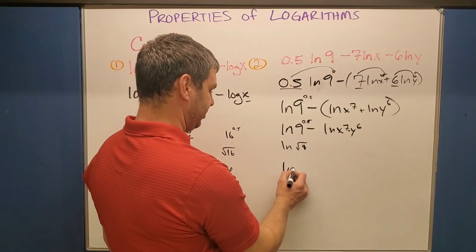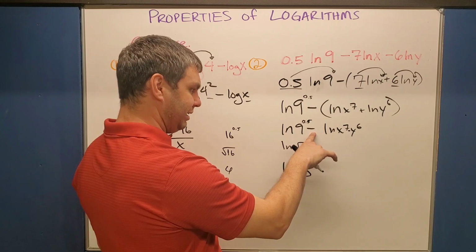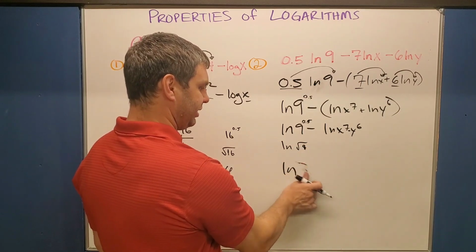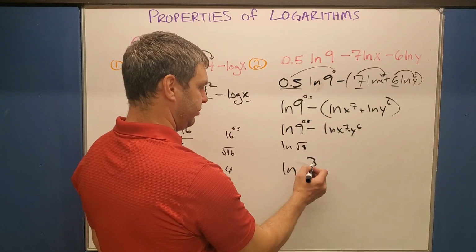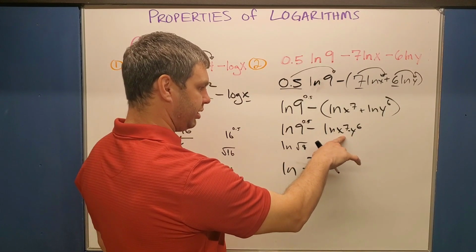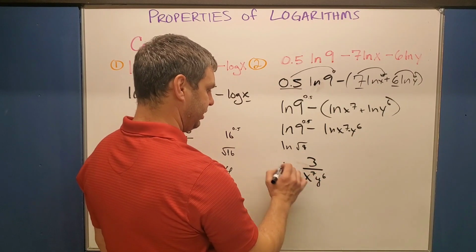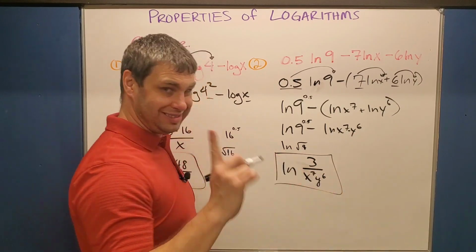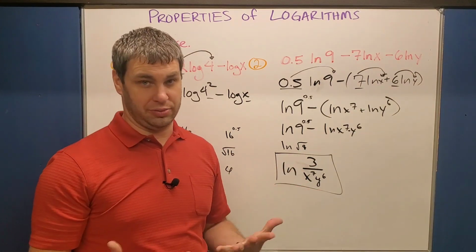So I'm going to do that. I'm going to say the natural log of 3, because I forgot to earlier. And then instead of minus, I'm going to make this division. So I might put it up here and say 3 over, and then this bottom part is just going to be x to the 7th, y to the 6th. And I have that now written as one single log. There's nothing else I can simplify there, so that one is done.